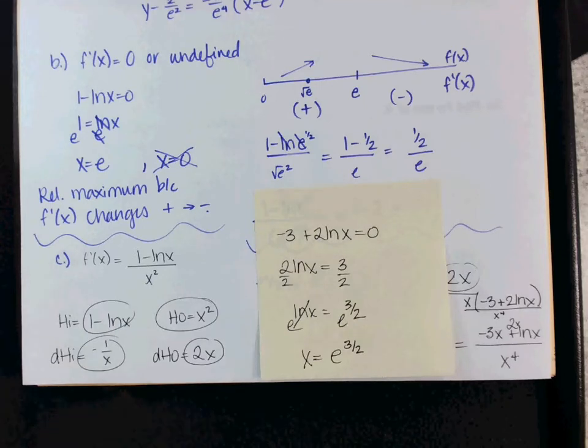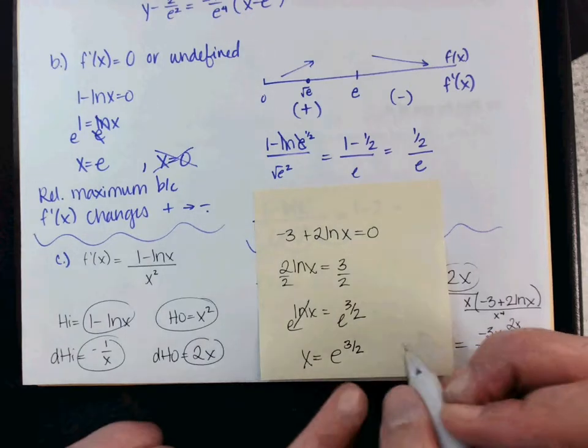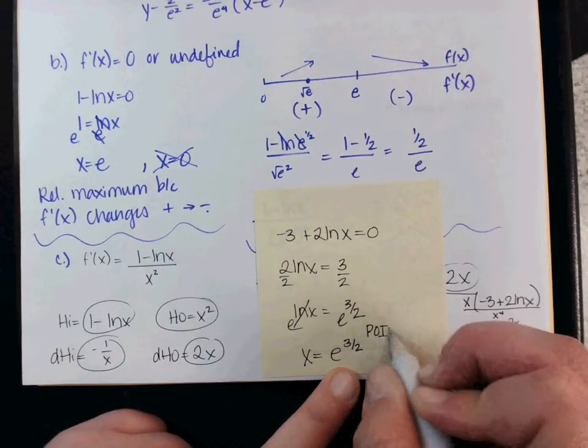But remember, really, you end up getting two answers, that and 0. But then 0 is eliminated because they said x has to be bigger than 0. Okay? That would be your point of inflection.